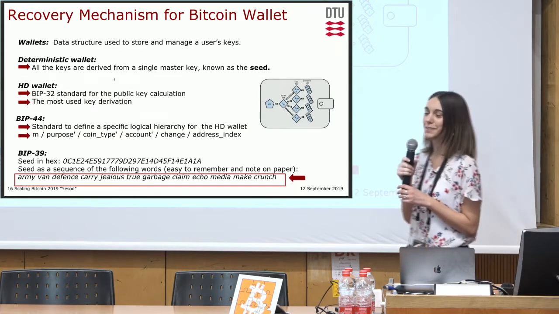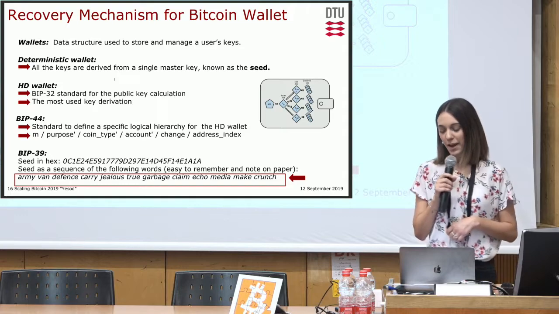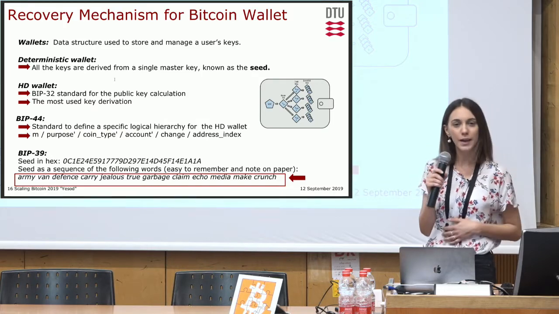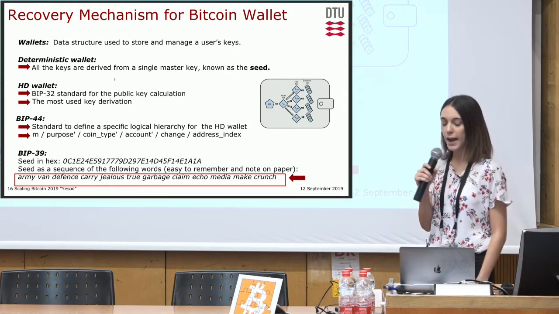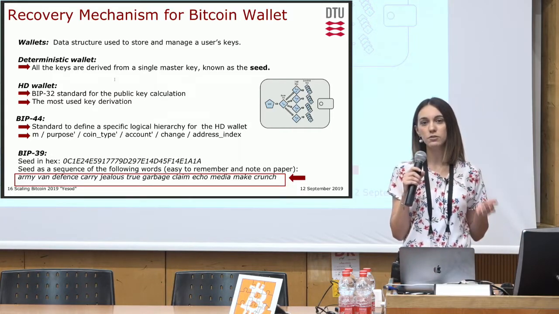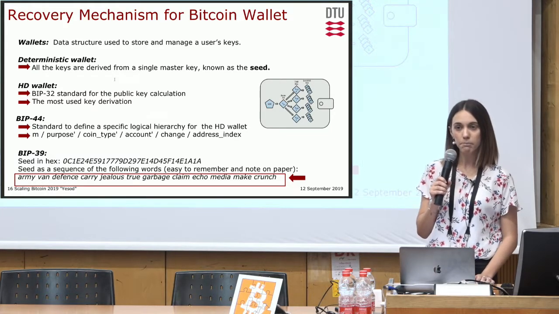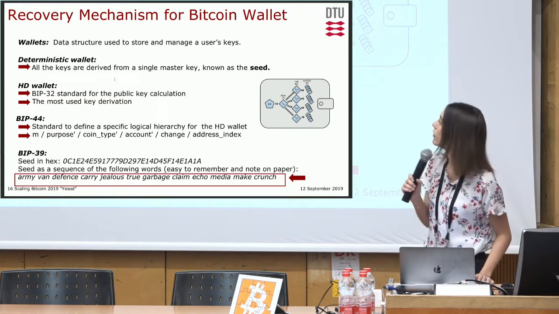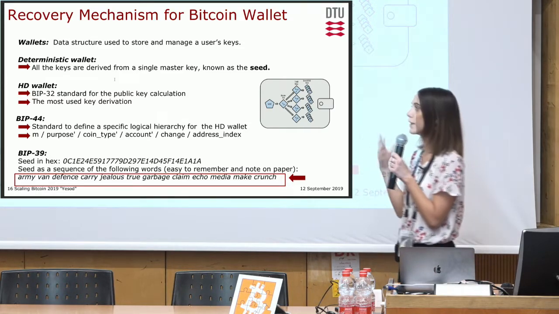Okay. I'm a little ashamed now to explain to you how the recovery mechanism for Bitcoin works, but just to recap some concepts. I'm not going to go into the details, but for example, a wallet is a data structure that is used to store and manage users' keys. Then, in my project I focused on deterministic wallets, which allow deriving all the keys of the user from a master key called the seed. Then we use the HD wallet, which is the most used key derivation, also known as BIP32, and permits a tree hierarchy to find all the keys.